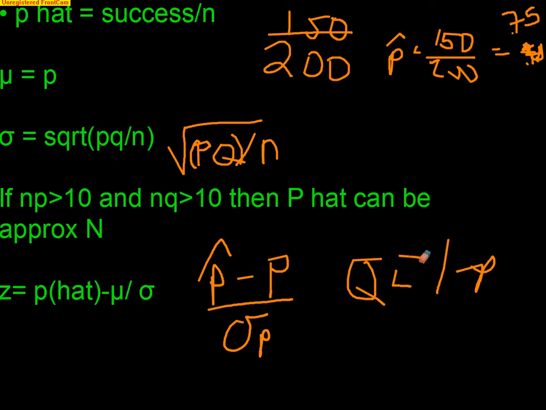Let's try to erase some of this. Q is equal to 1 minus P. Okay, and we'll stop the video here.